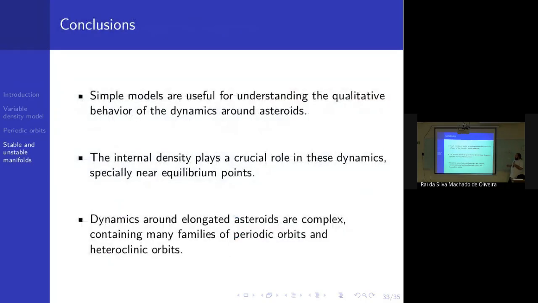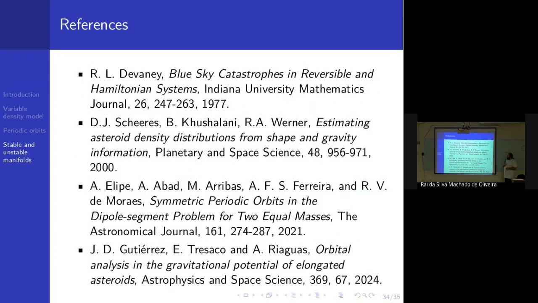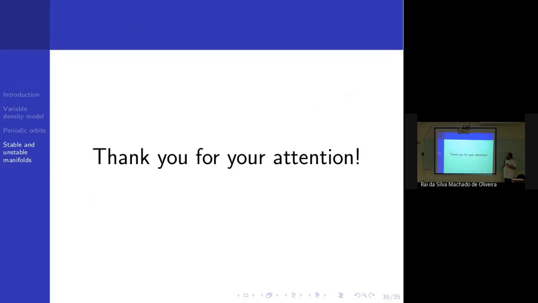And I don't want to make this presentation any longer. So I would say that the most important conclusion of this work is that the internal density of asteroids actually affects the dynamics around them. It's a really important thing to consider, also, the internal density. Here are some references, and that's all.